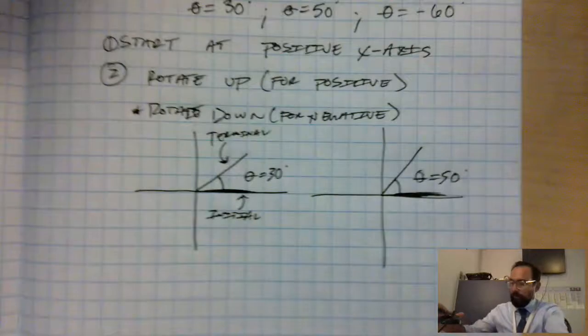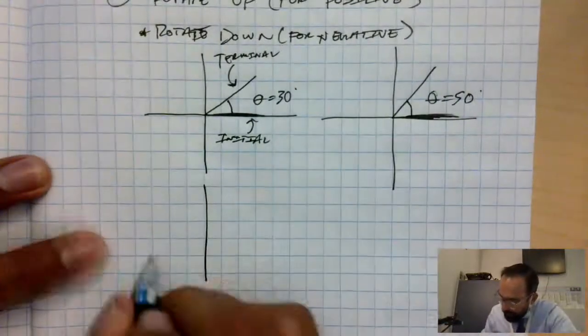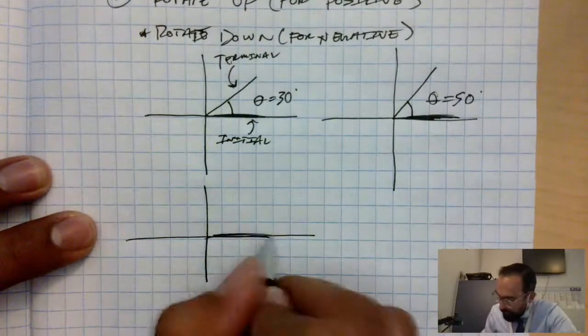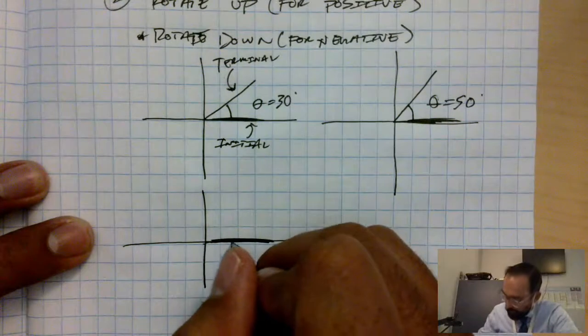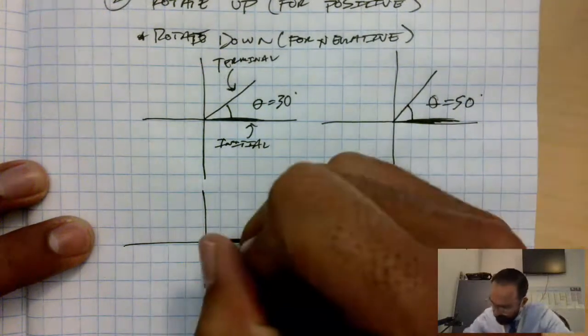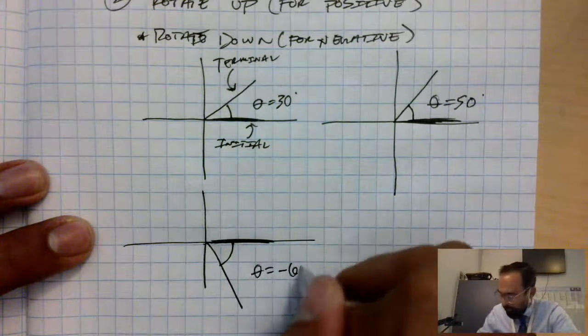Fancy words for those. The last example I wanted to give you before we move on is the negative angle. Again, we're still starting on the right positive x-axis, but now we're going down 60 degrees, so I'm going to rotate down 60 degrees and end right there. The terminal side goes right around there. That would be theta equals negative 60 degrees.